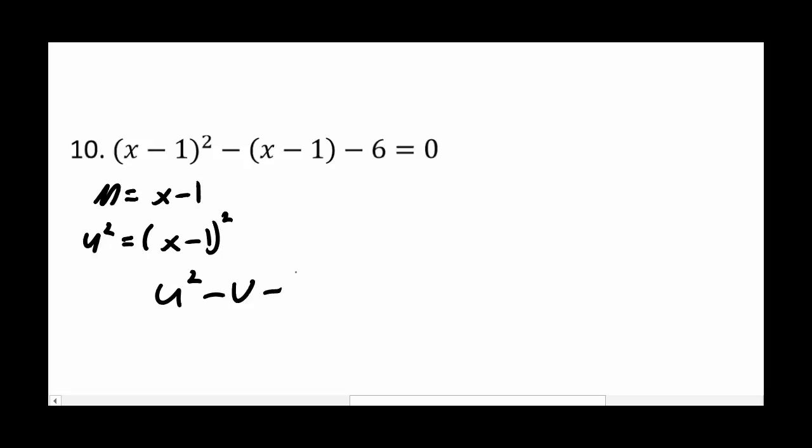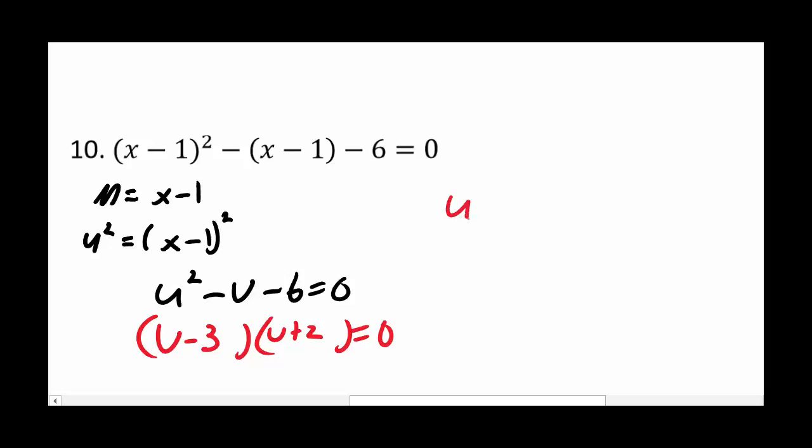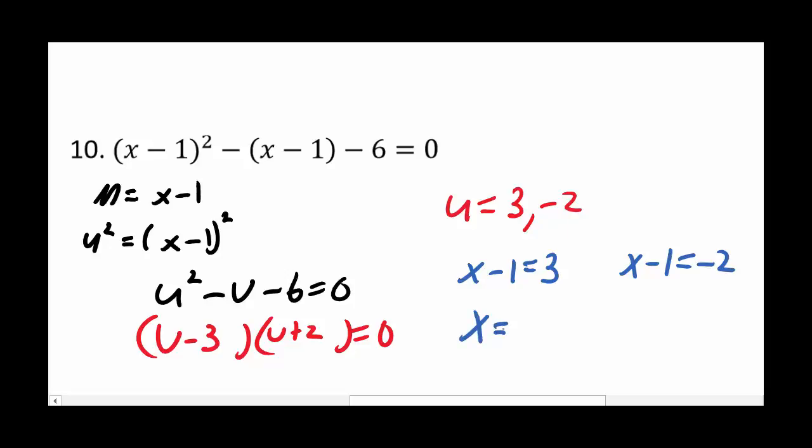So u squared minus u minus 6 equals 0. And then I want to factor. So u minus, let's go 3 and 2. Yeah, negative 3 and a positive 2 will give me that. So I get that u is equal to a positive 3 and a negative 2. Now, I didn't do all this work to find u. I actually want to find x. So x minus 1 is equal to 3, and x minus 1 is equal to negative 2, and then solve from there. So I get x is a positive 4 and a negative 1.